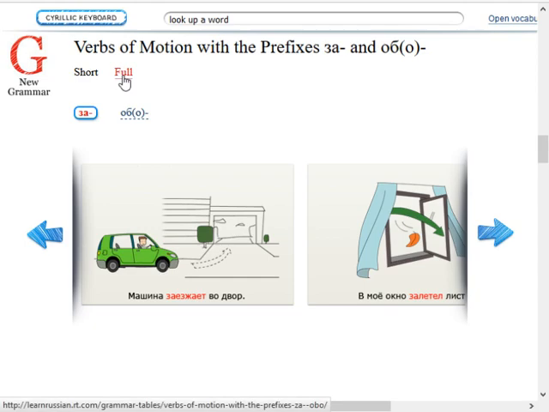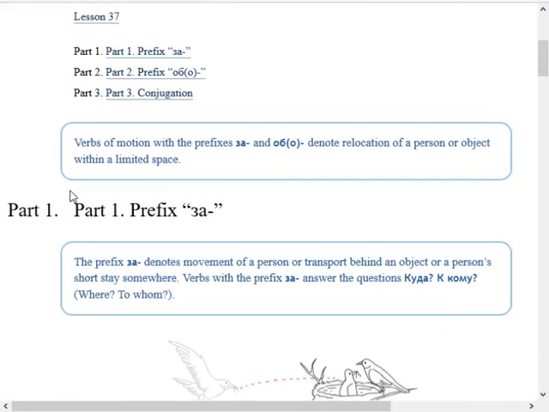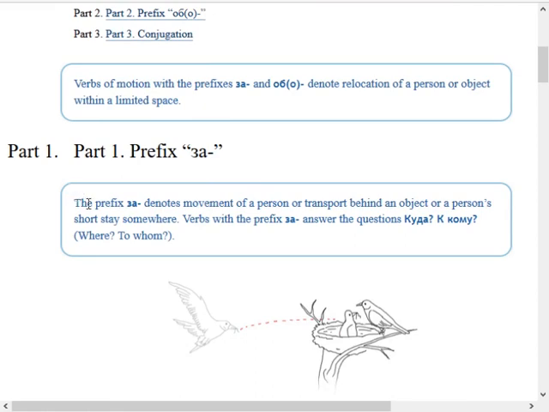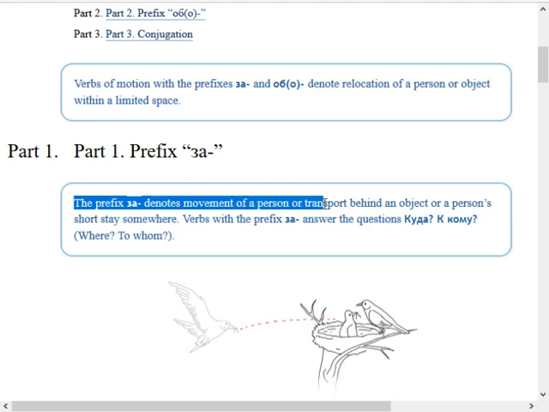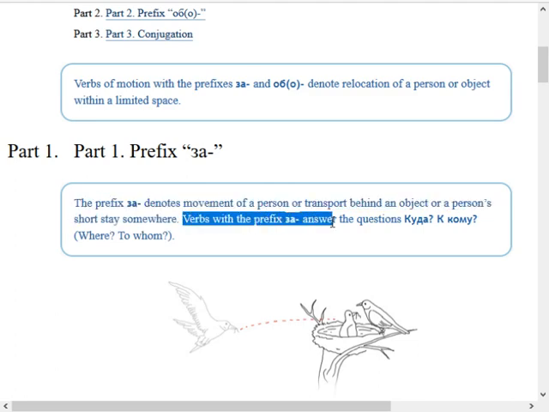If we go here, though, to the full list of verbs of motion, there's kind of an explanation here. The prefix za denotes movement of a person or transport behind an object or a person's short stay somewhere. Verbs with the prefix za answer the questions куда, к кому. So remember, куда means, here, where to. I actually don't like the use of the word where here because it should be more like where to, or to whom.